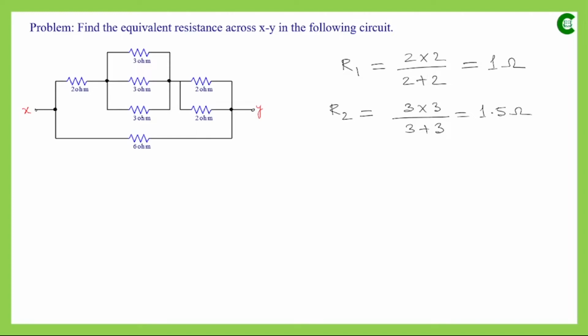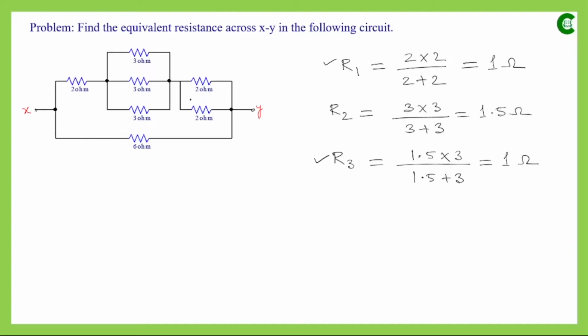Since this 3 ohm resistor and the equivalent resistance of this parallel connection are again connected in parallel, that can be simplified again, and this time if we assume that the equivalent resistance value is R3, it can be found out as 1.5 multiplied by this resistance value, so it is 3, divided by the sum. So in place of this we will have a single resistor having value 1 ohm, and in place of this we will also have a single resistor having value 1 ohm.